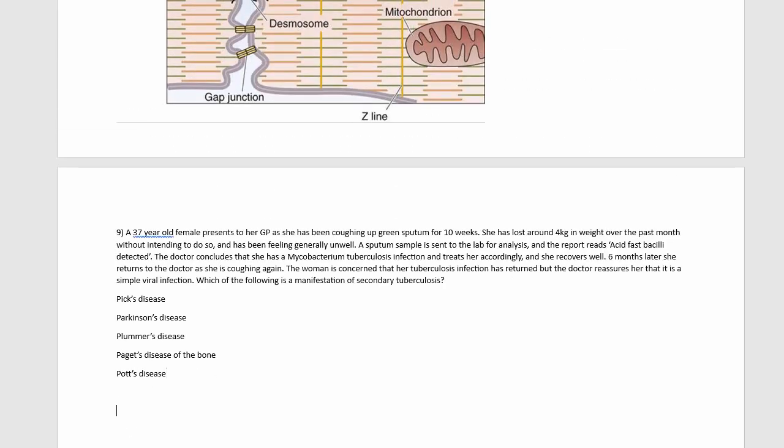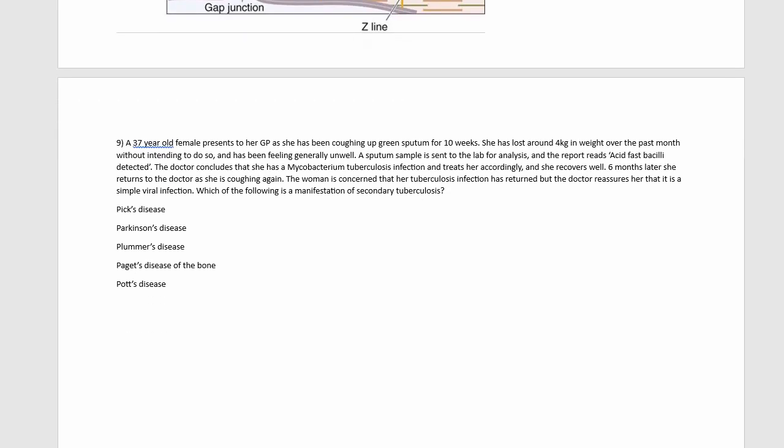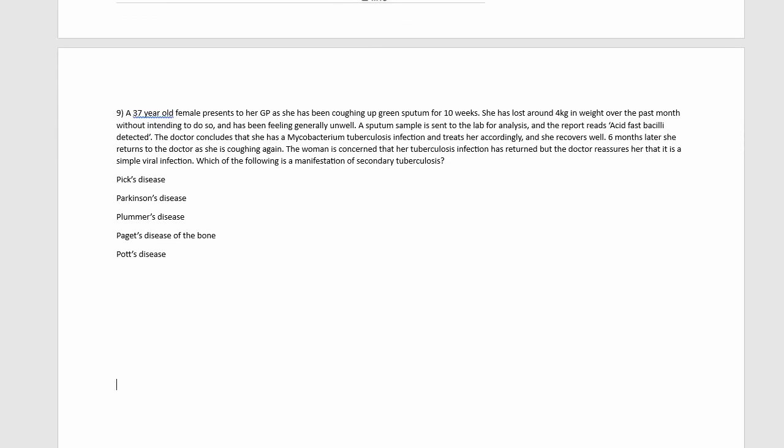Okay, so question 9. A 37-year-old female presents to her GP as she has been coughing up green sputum for the past 10 weeks. She has lost around 4 kilograms in weight over the past month without intending to do so and has been feeling generally unwell. A sputum sample is sent to the lab for analysis and the report reads acid-fast bacilli detected. The doctor concludes that she has Mycobacterium tuberculosis infection and treats her accordingly.